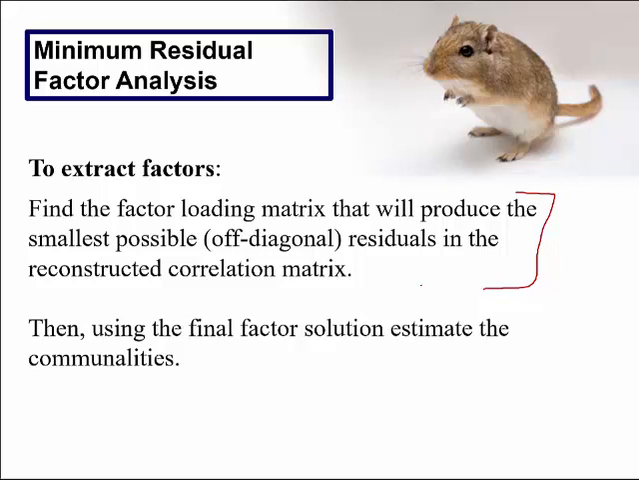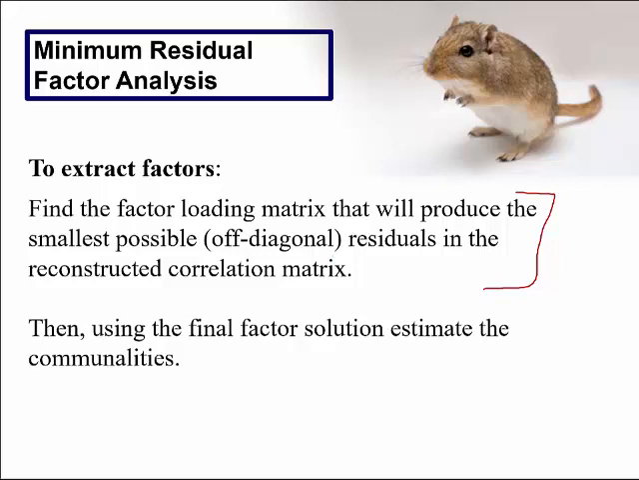Just two slightly different ways of figuring out how to go about extracting factors that work the best in explaining variance. Do we want to try to explain variance in our x variables, or do we want to minimize the residuals in our reconstructed correlation matrix? Two slightly different ways of getting at the same thing.